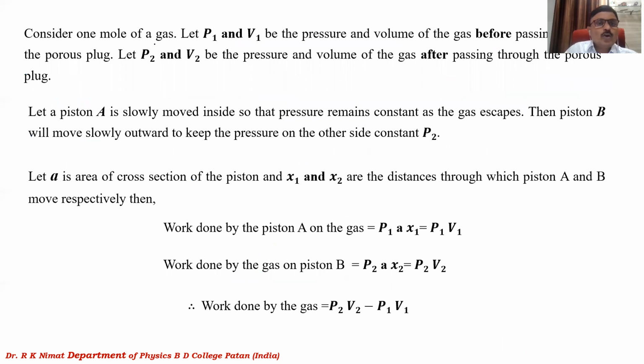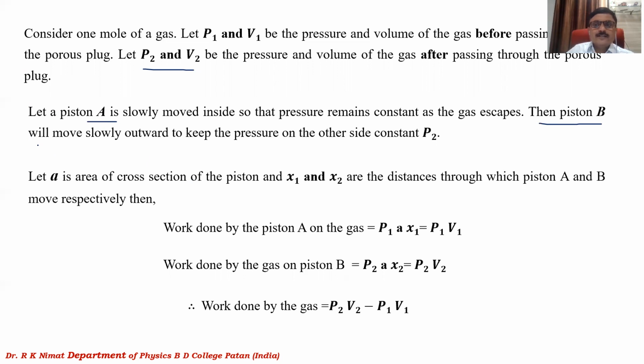Let us consider 1 mole of gas, and P1, V1 are the pressure and volume before passing the gas through the porous plug, and P2, V2 are the pressure and volume after passing the gas through the porous plug. Now suppose the piston A, that is the piston on the left side, is slowly moved inside so that the pressure remains constant and gas escapes through the porous plug, and obviously the piston B will be moved slowly outward to keep the pressure constant on the other side of the porous plug, and that pressure is P2.